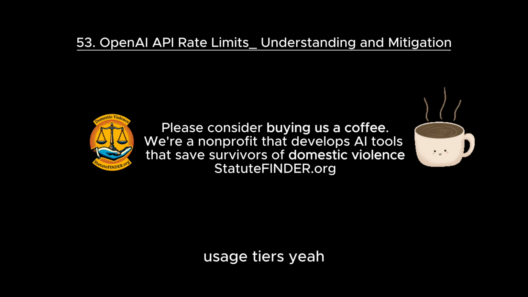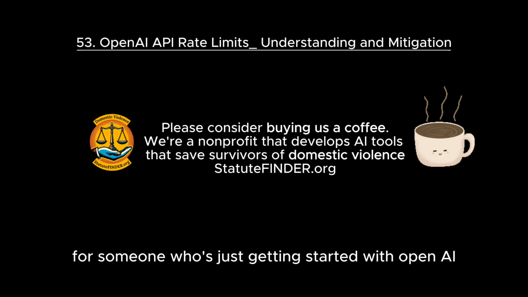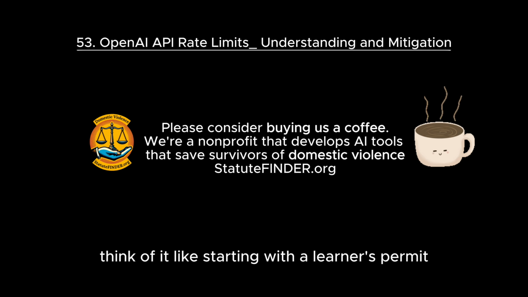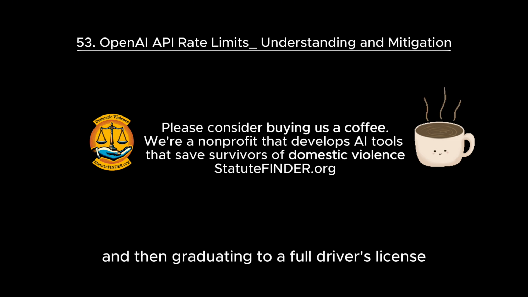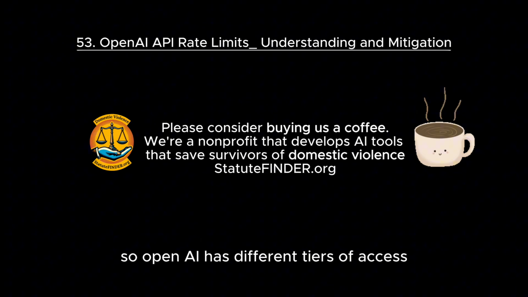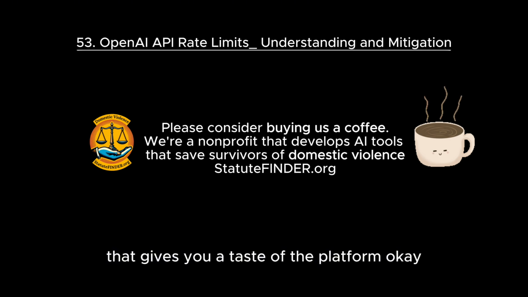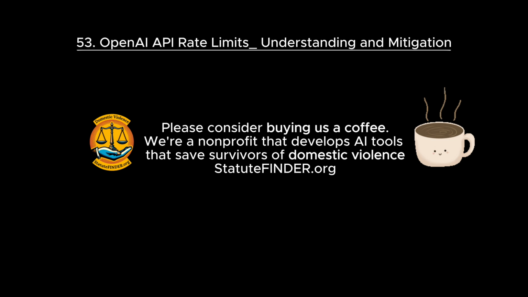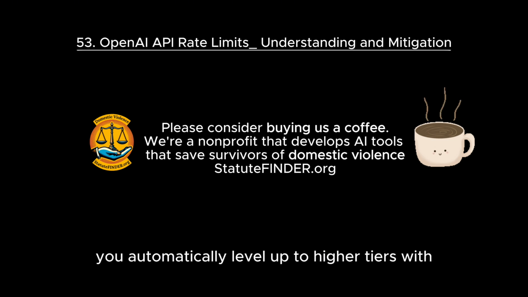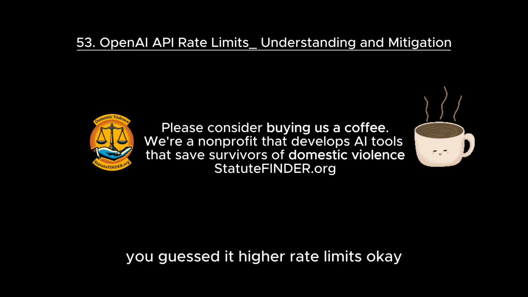Hold on. Usage tiers. What does that mean for someone who's just getting started with OpenAI? Think of it like starting with a learner's permit and then graduating to a full driver's license. So OpenAI has different tiers of access, starting with a free tier that gives you a taste of the platform. As you get more comfortable and your projects become more complex, you automatically level up to higher tiers with, you guessed it, higher rate limits.